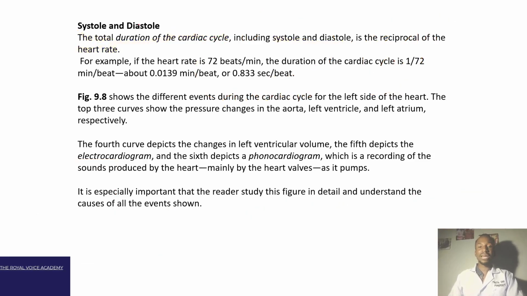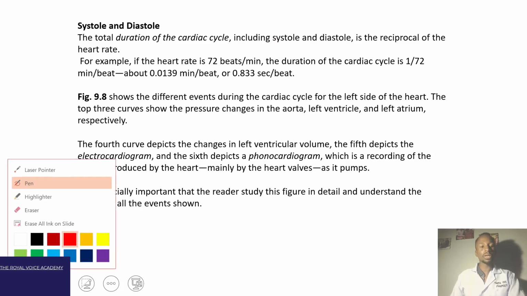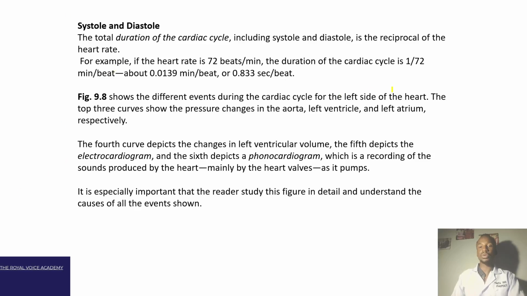So the total duration of the cardiac cycle, including systole and diastole, you simply take the reciprocal of the heart rate. For example, if the heart rate is 72 beats per minute, the duration of the cardiac cycle is 1 out of 72 beats per minute. You need to know this figure because we'll use it when we look at the ECG, the electrocardiogram. You don't have to cram it, just know the reciprocal of 72 beats per minute.